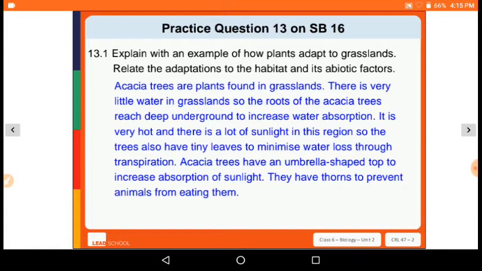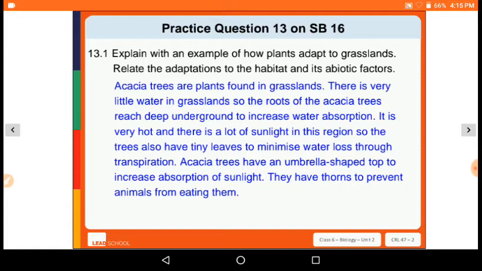So the answer is like this. Acacia trees are plants found in grasslands. There is very little water in grasslands, so the roots of the acacia trees reach deep underground to increase water absorption.